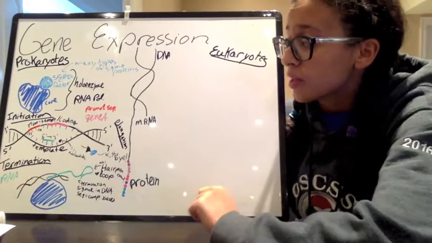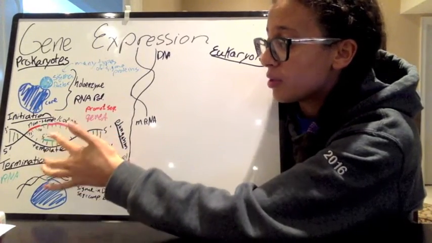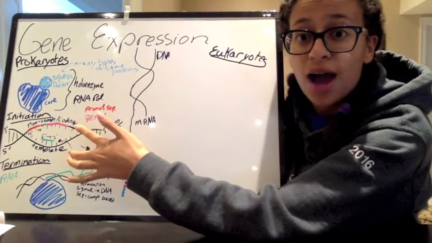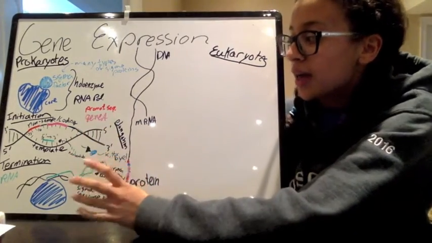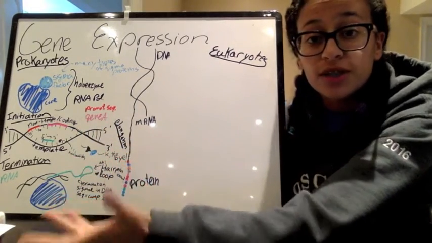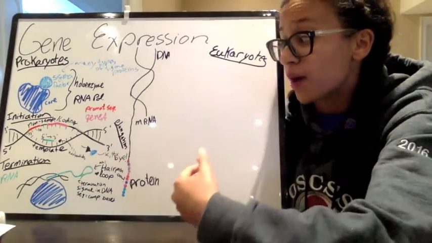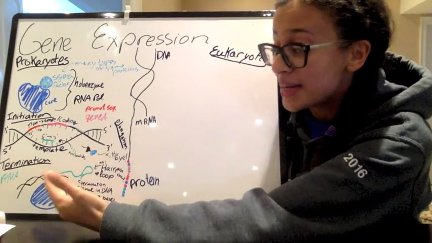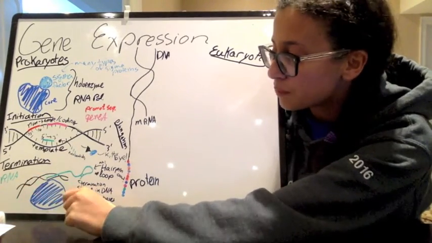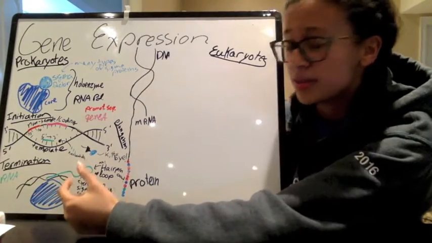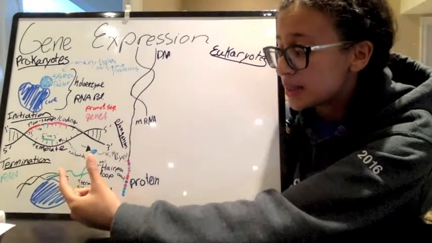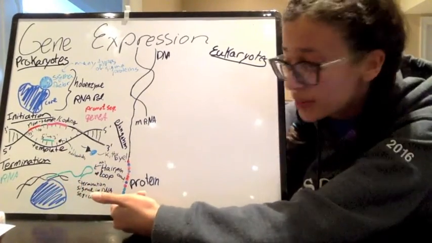It's going to leave, and then the RNA polymerase is going to continue this elongation. After that, when we're done transcribing, we're going to end it, so we call that termination.